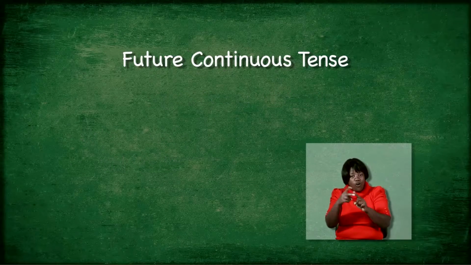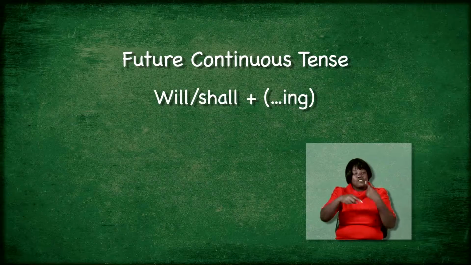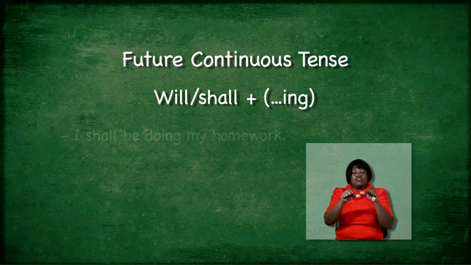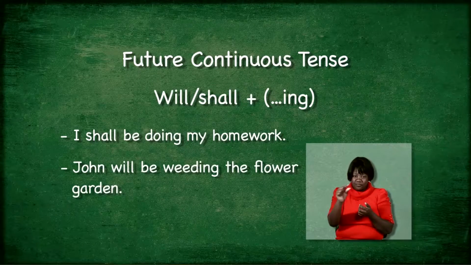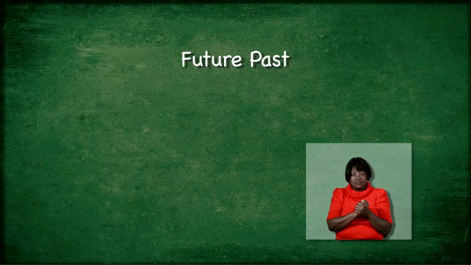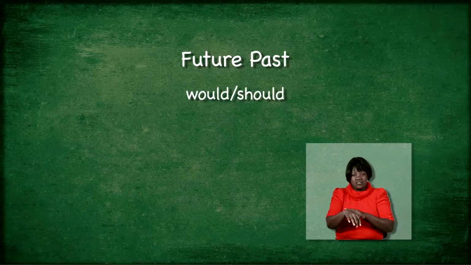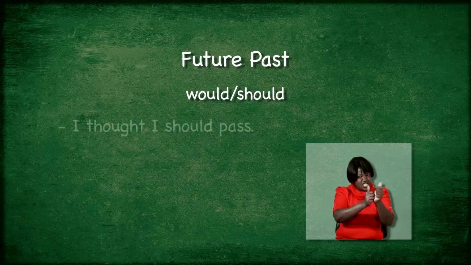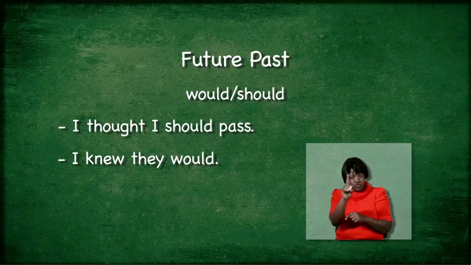Then there is the future continuous tense, where will or shall is followed by adding ing at the end of the verb. For example, I shall be doing my homework and John will be weeding the flower garden. Lastly, there is the future past, where it is not will and shall, but would and should. For example, I thought I should pass and I knew they would.